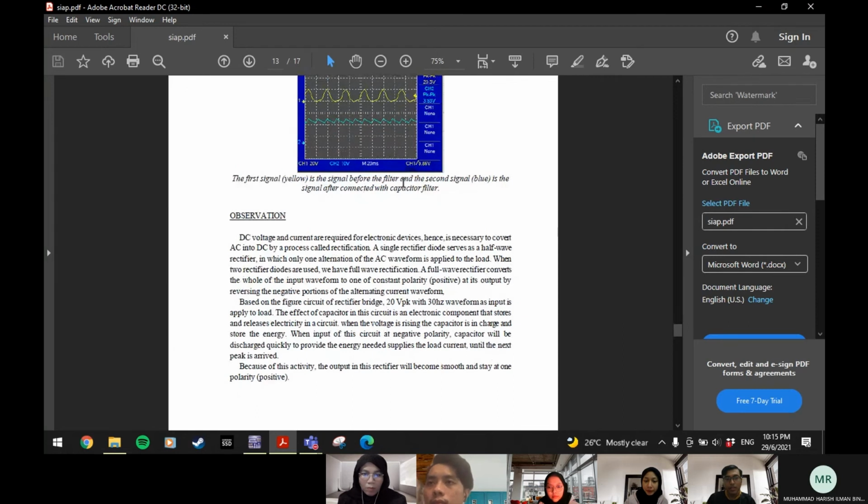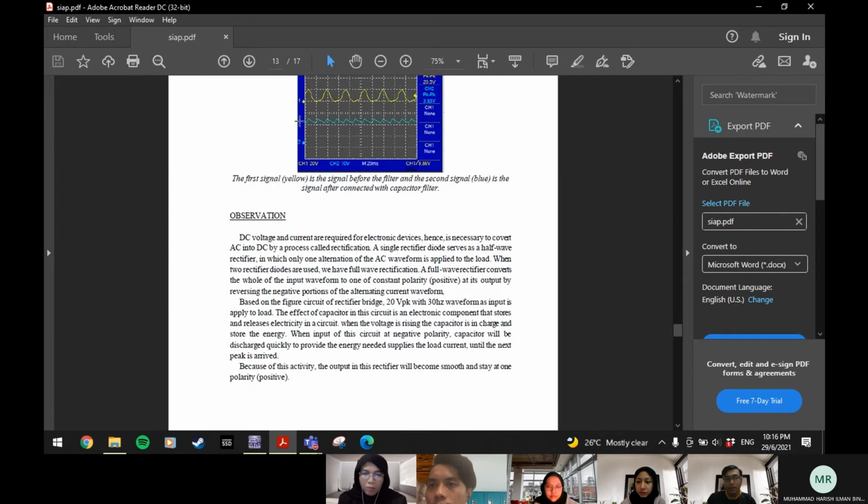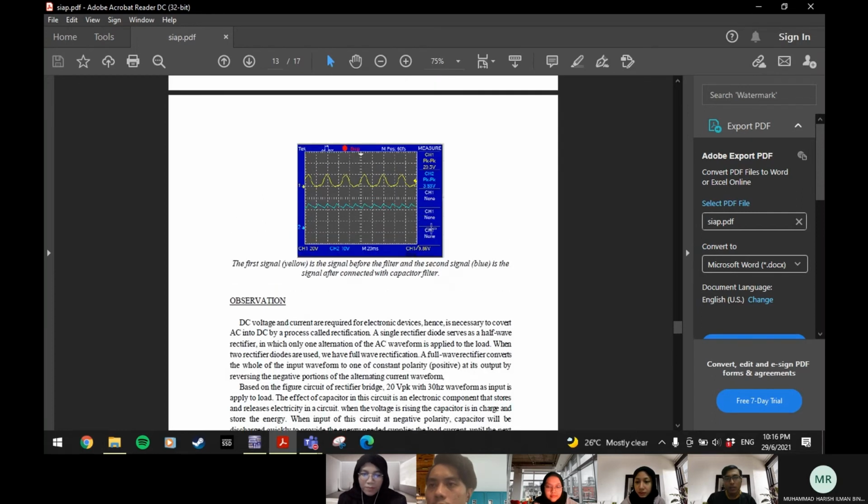As we know, a capacitor is an electronic device that stores and releases electricity in the circuit. When voltage is rising, the capacitor is charging, which means it stores the energy, and when the circuit is in the negative polarity, the capacitor will discharge quickly and supply the energy to the circuit. Because of that activity, we get a smooth output, and it will stay in the positive polarity.